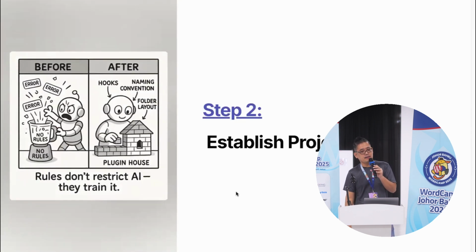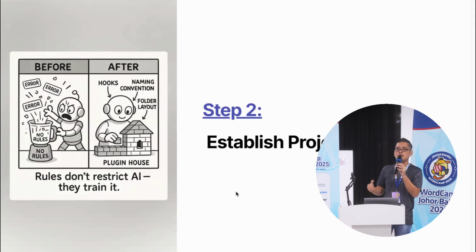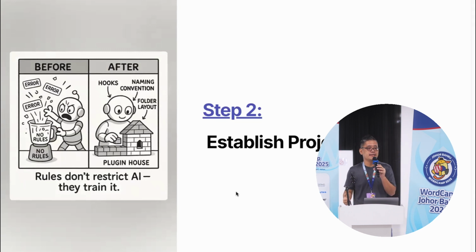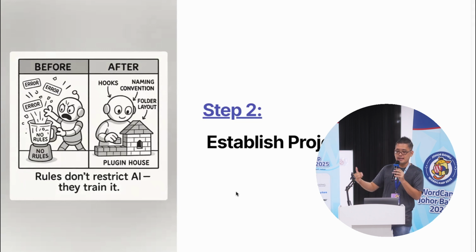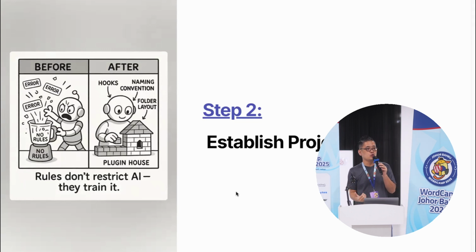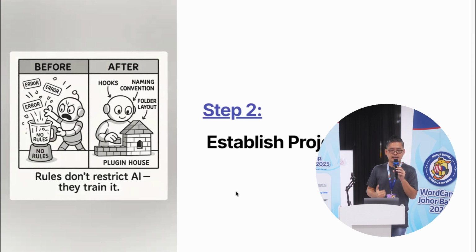Step 2 is to establish project rules. So what are project rules? Project rules are basically telling the AI how to build your plugins. Things like what the naming style is, what the folder structure is, what hook to use, and this helps prevent mistakes before they happen.